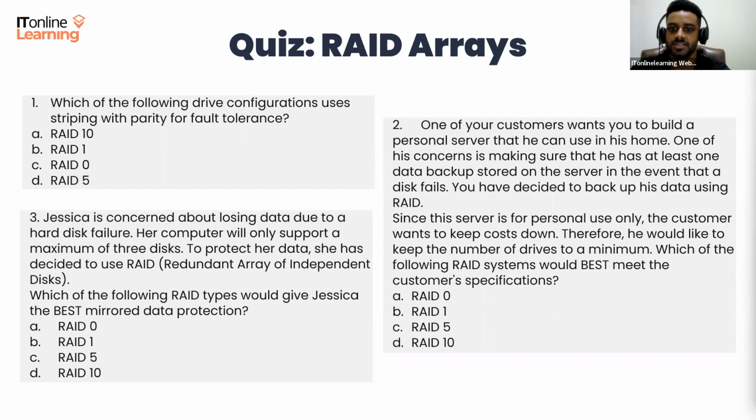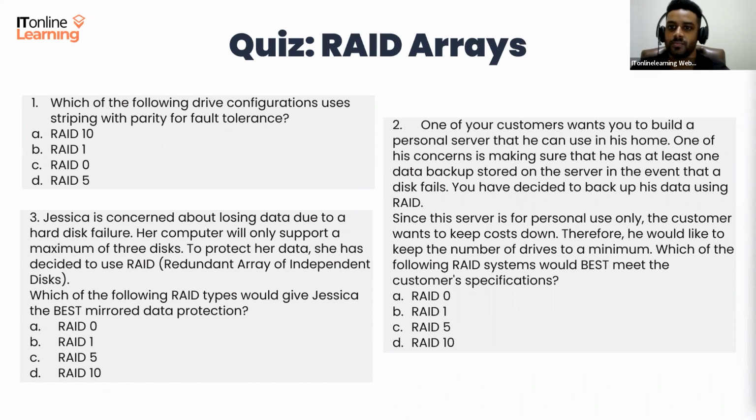Jessica is concerned about losing data due to a hard disk failure. Her computer will only support a maximum of 3 disks. So to protect her data, she has decided to use RAID. Which of the following RAID types would give Jessica the best mirrored protection? So if you had chosen B, RAID 1, you'd be correct. RAID 1 is the only mirrored solution that can work on 3 or fewer drives.